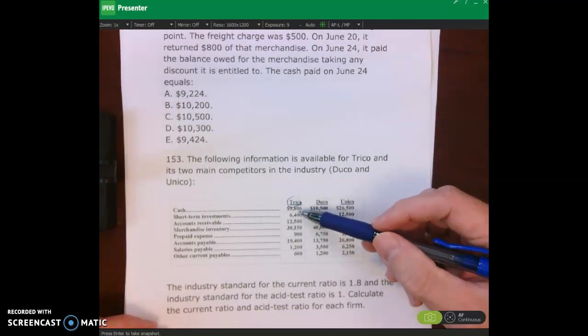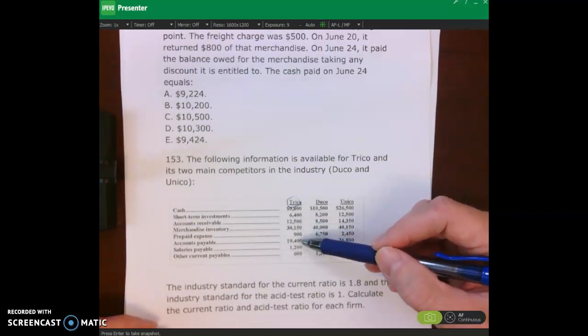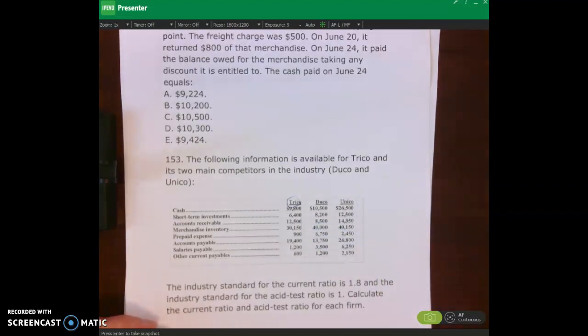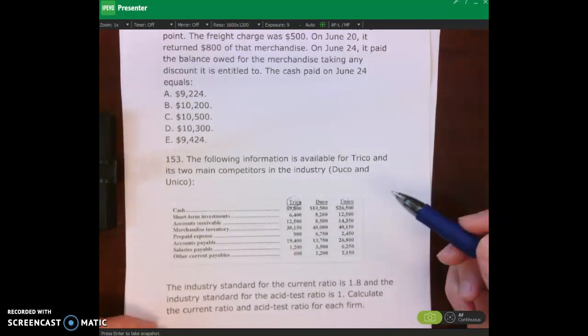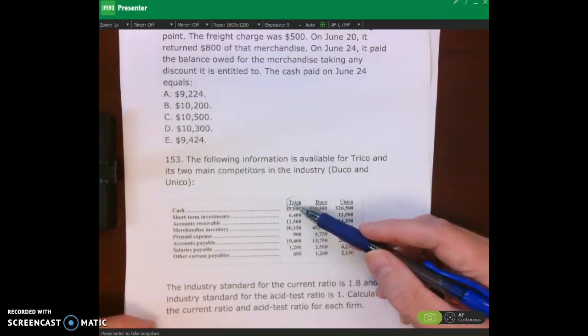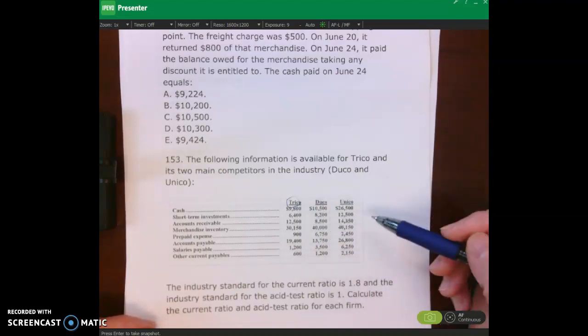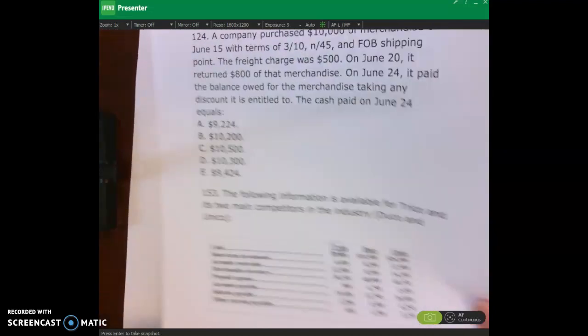With Trico, we have cash at 9,800, short-term investments 6,400, accounts receivable 12,500, merchandise inventory 30,150, prepaid expenses of 900, accounts payable 19,400, salaries payable of 1,200, and other current payables of 600. Calculate the quick ratio and also the current ratio just for Trico. You don't need to do it for the other two. So pause the lecture video and do those problems, and we'll come back and check it.